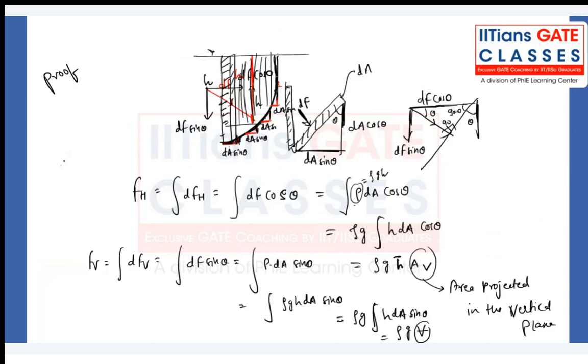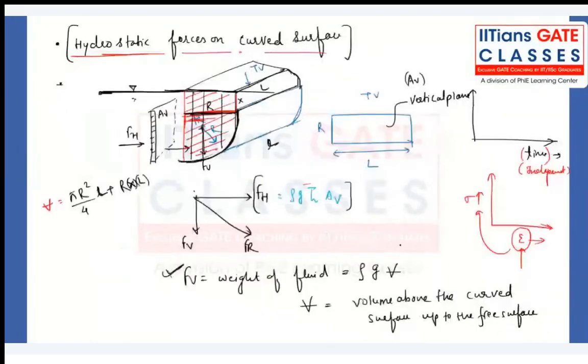This is h dA. That means what? This particular component is what? dA sin theta up to the height from the free surface. This whole volume, and we are doing integration over all the curved surface. So that is my V. And that is how we are getting V, which is nothing but the volume above the curved surface up to the free surface.